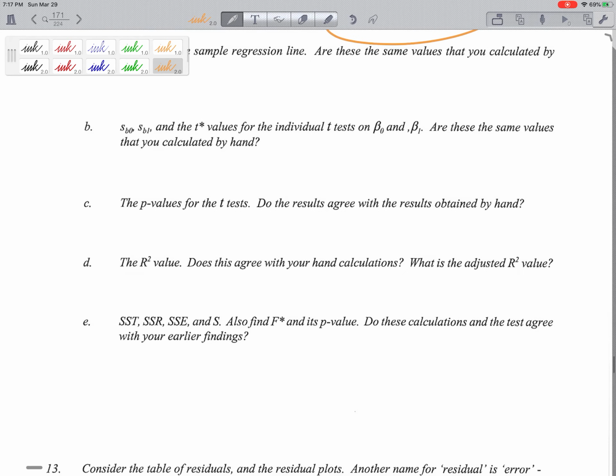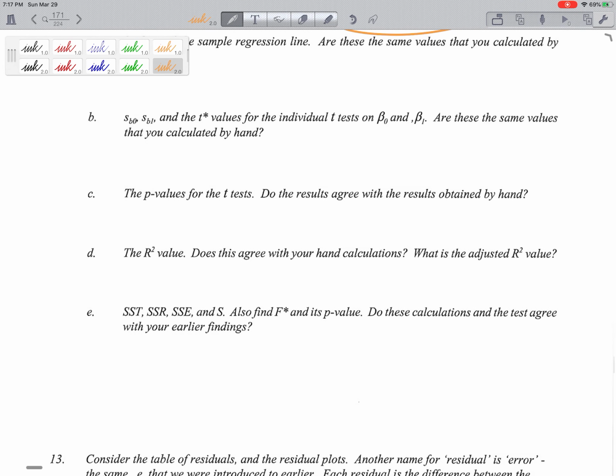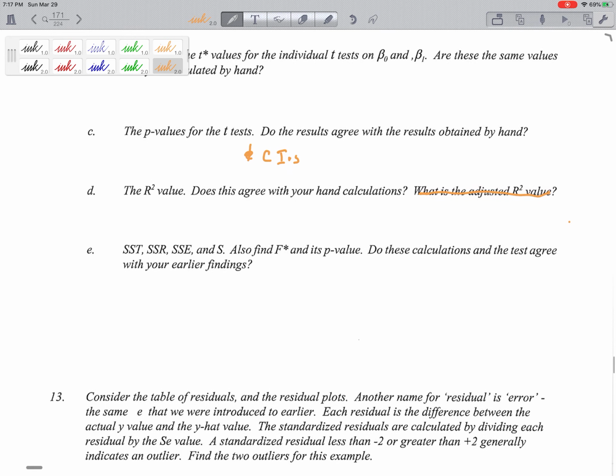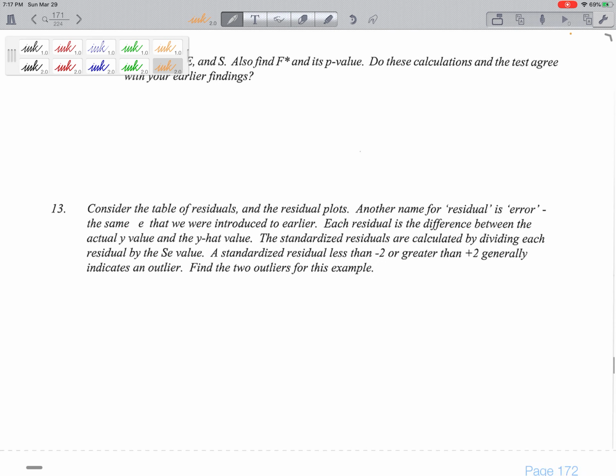I want to make just a couple of changes on this page. Down in C, we're going to add in the confidence intervals. And then the other thing is on D, it says what's the adjusted R squared? We're actually going to cover that in the next unit, which is Unit M. It's much better there, so we won't address that particular question here.